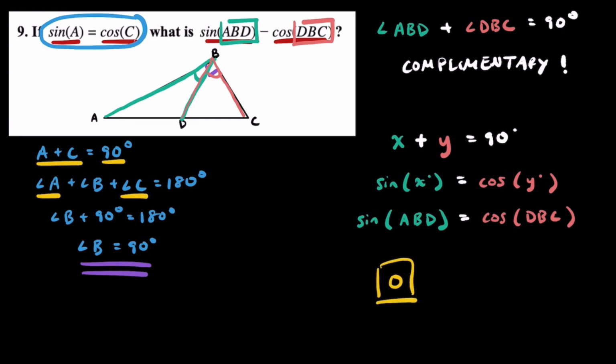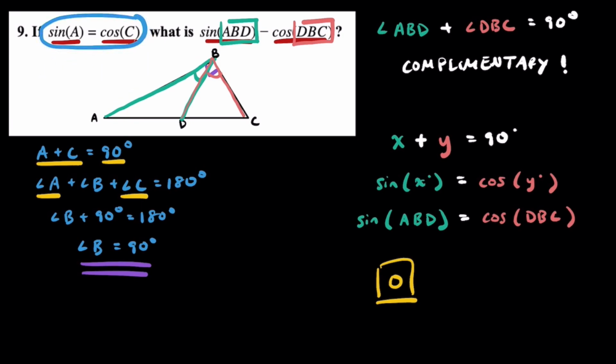So while this is a pretty tricky question because we're not actually given any angle measures, it's important to notice here that we have sine of A is equal to cosine of C. The only time that can possibly be true is if angle A and angle C are complementary. Okay, that's really important to remember.